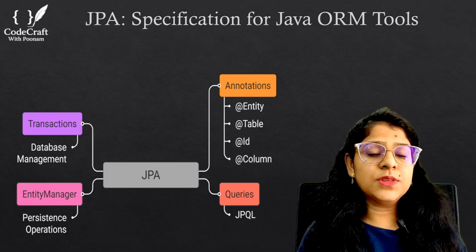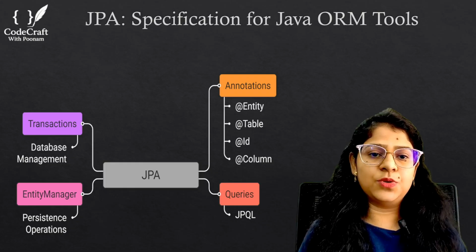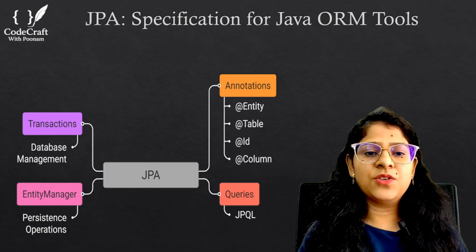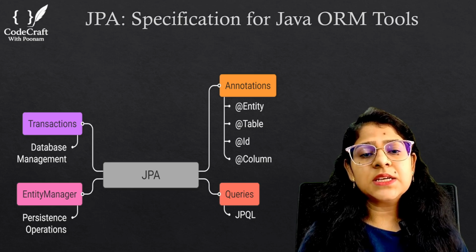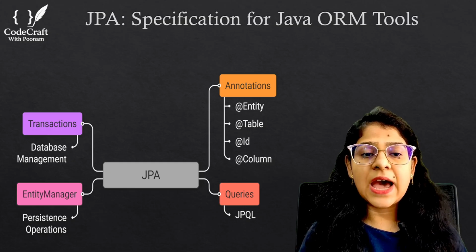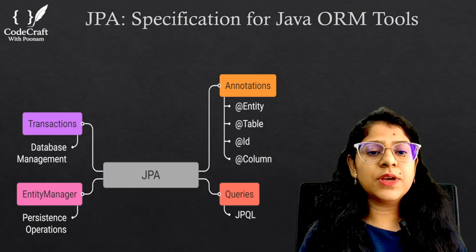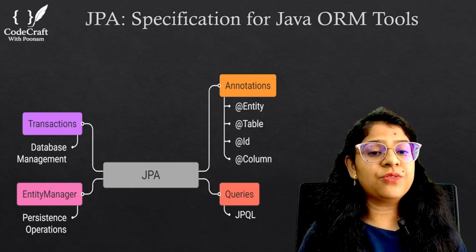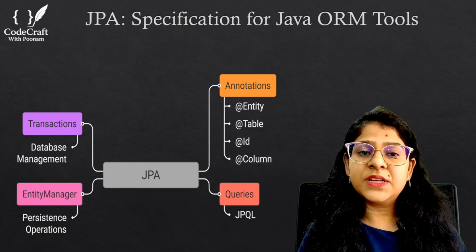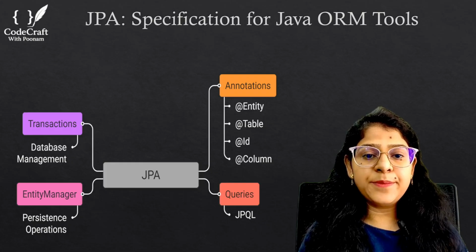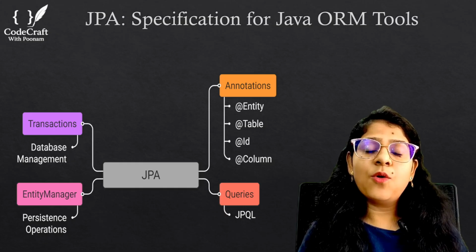Think of JPA like a restaurant franchise rule book. It says every franchise must have a menu, a kitchen, and a service counter. But each individual restaurant, which here is Hibernate, EclipseLink, etc., builds their own kitchen.